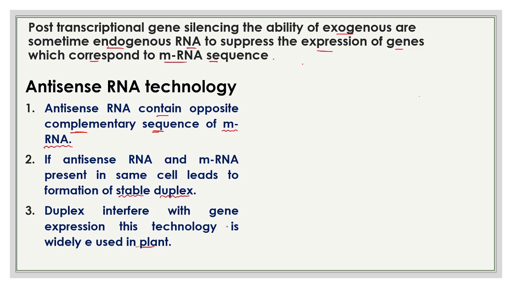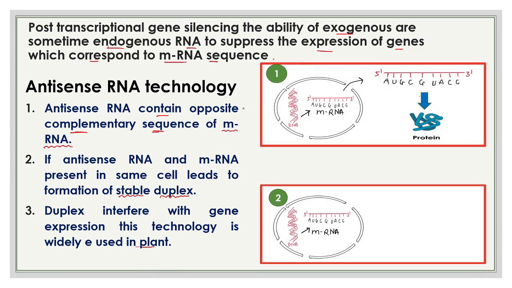Now consider there are two cells. One is a normal cell and the second one is an antisense RNA technology cell. So in the normal cell, what happens? mRNA is formed from the DNA or a particular segment of DNA, that is the gene, by the process of transcription, and that mRNA is translated in the form of proteins.